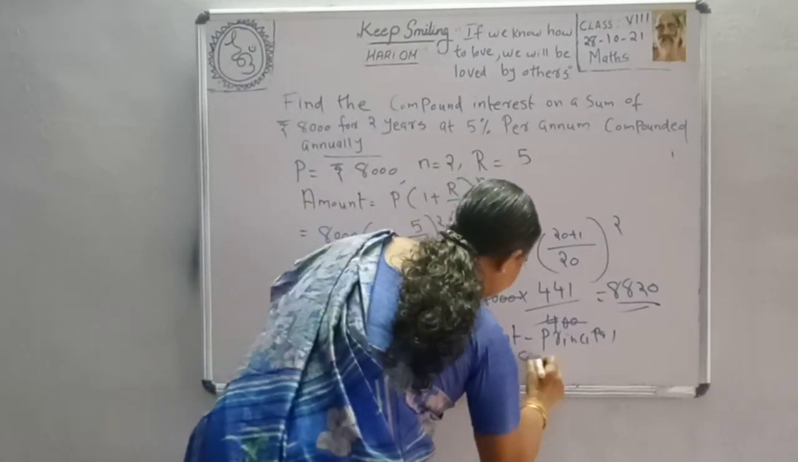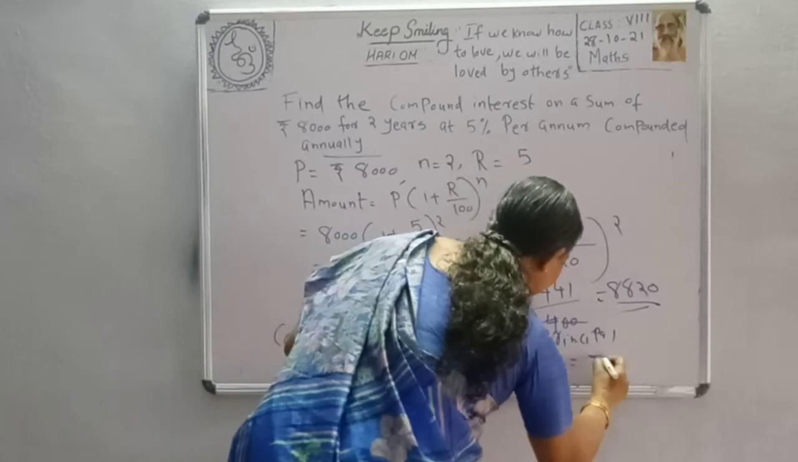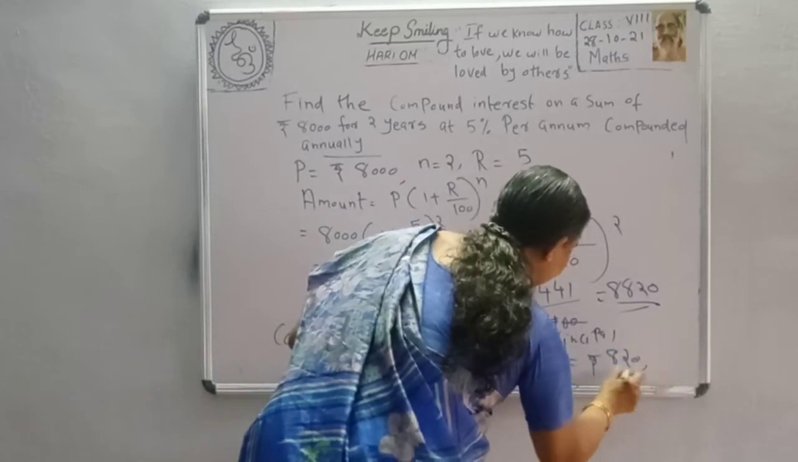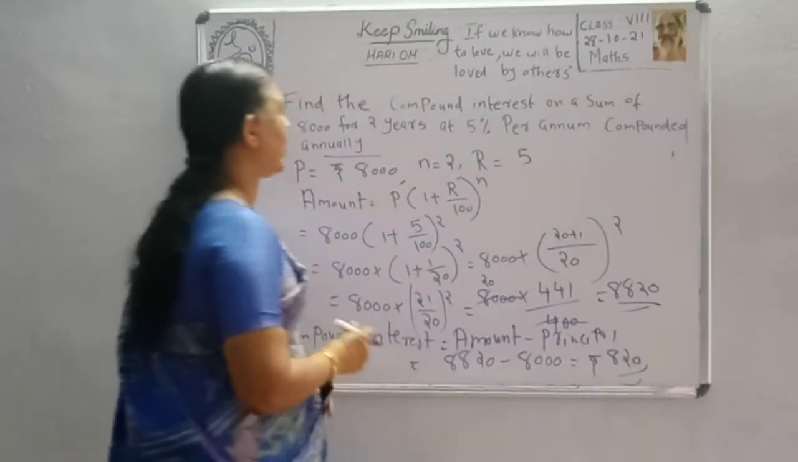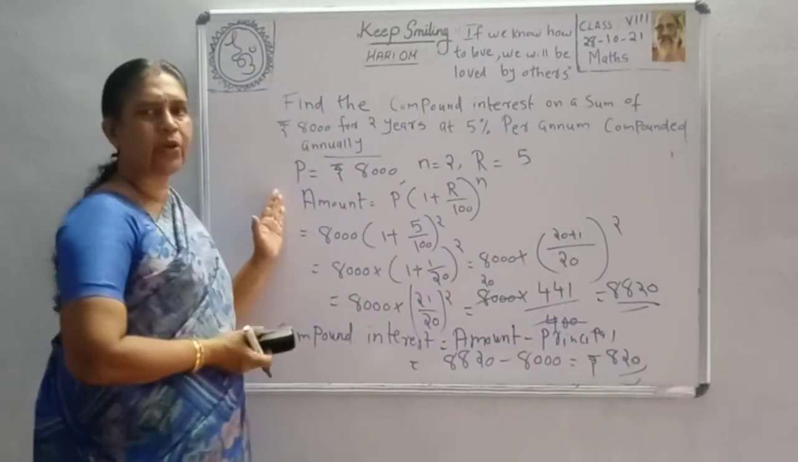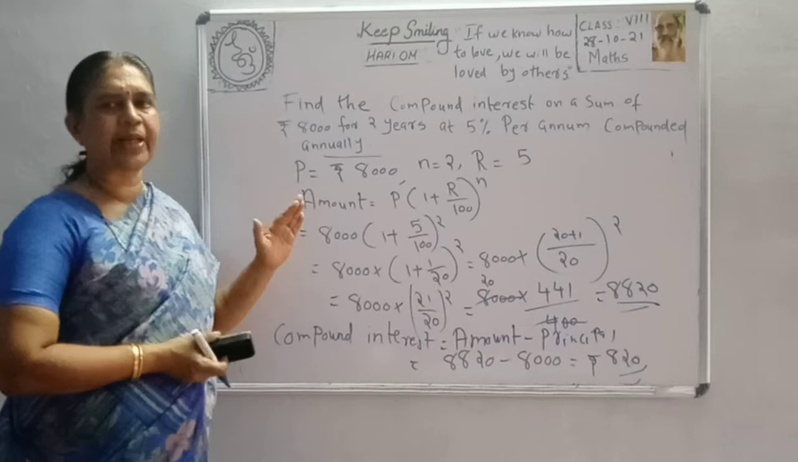8820 minus 8000 is equal to rupees 820. So what is the compound interest here? Find the compound interest here. P is equal to 8000, N is equal to 2 and R is equal to 5.